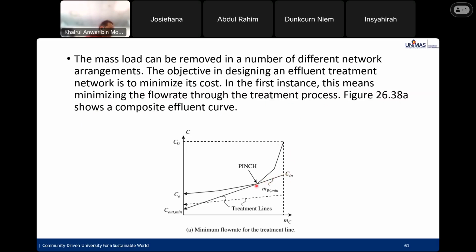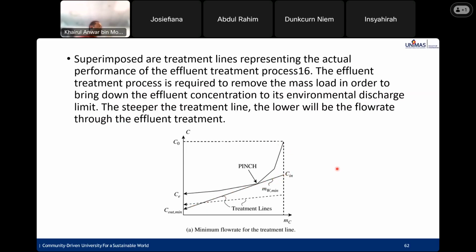This is the treatment line. Superimpose a treatment line representing the actual performance of the effluent treatment process. The effluent treatment process is required to remove the mass load in order to bring down the effluent concentration to its environmental discharge limit. The steeper the treatment line, the lower will be the flow rate through the effluent treatment.